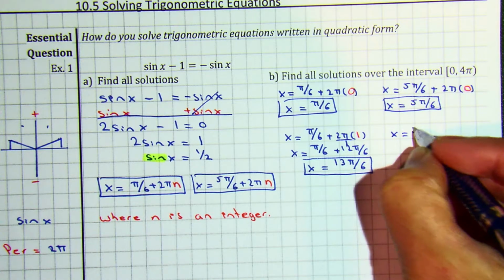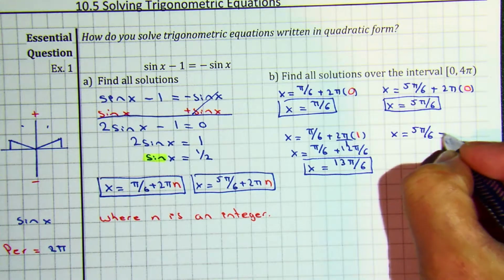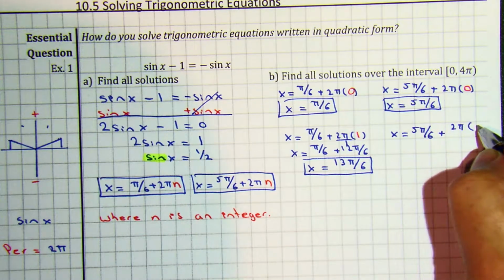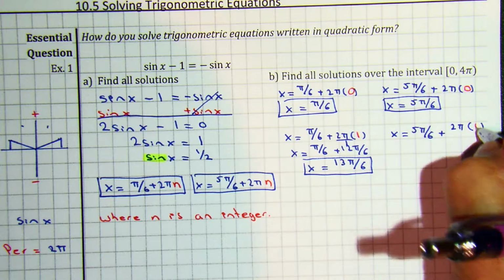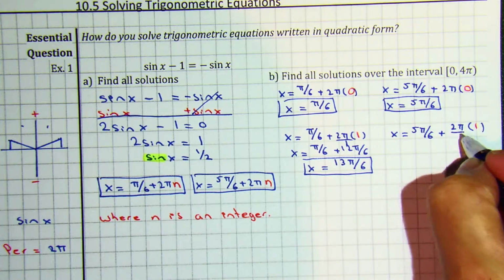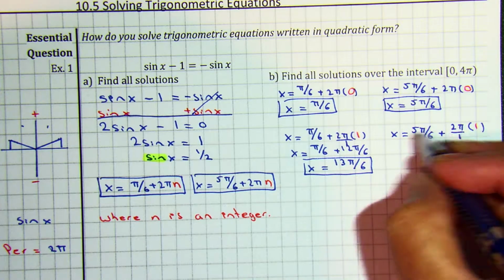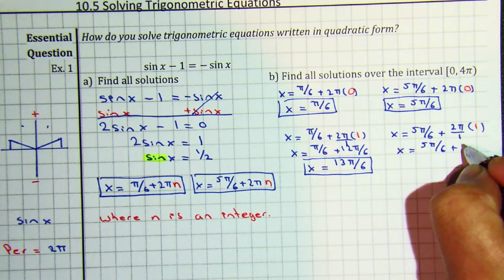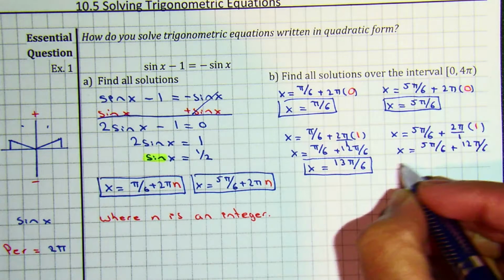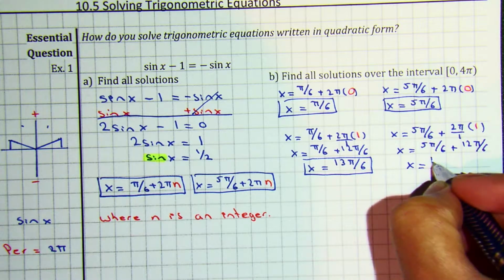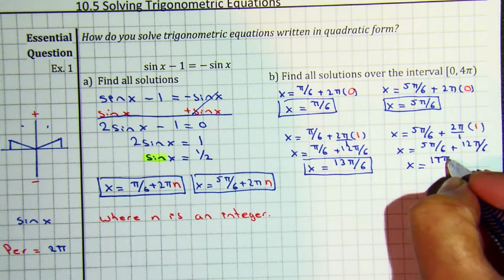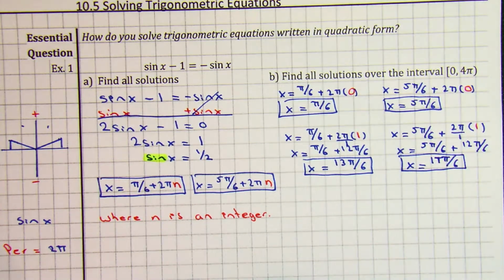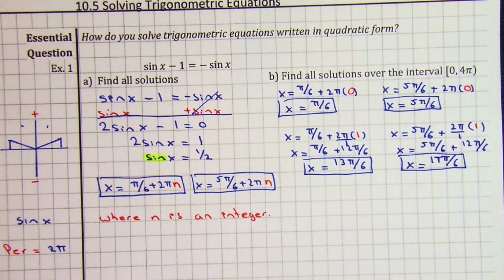x equals 5 pi over 6 plus 2 pi. Now I'll plug in a 1. Place it over 1. Have the same denominator, multiply by 6. So therefore x equals 5 pi over 6 plus 12 pi over 6, which will give me 17 pi over 6. That is still smaller than 4 pi, correct? That is 2 and 5/6.